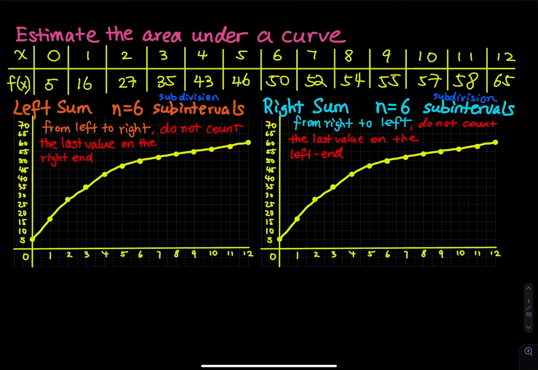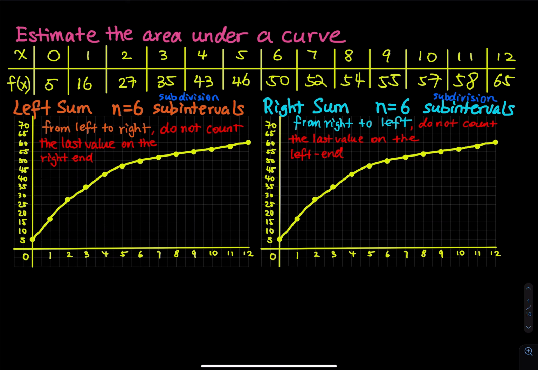Now, there is a better way to do it. First of all, I would like to use a method called left sum, and I want to divide the area under the curve into 6 subintervals. Subdivision and subinterval are the same thing. What did I say? Left sum, 6 subintervals. So we are going from left to right, and we do not count the last value on the right end.